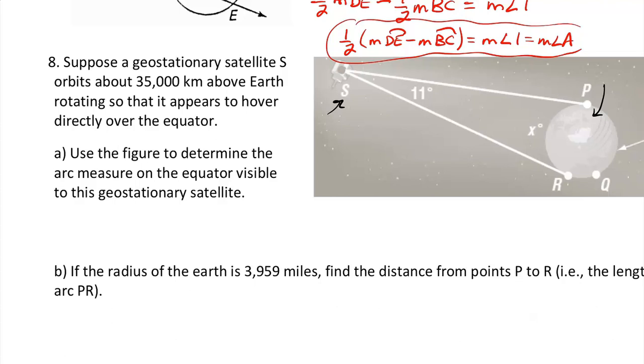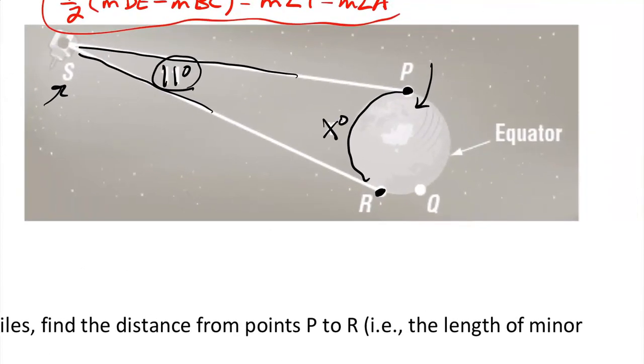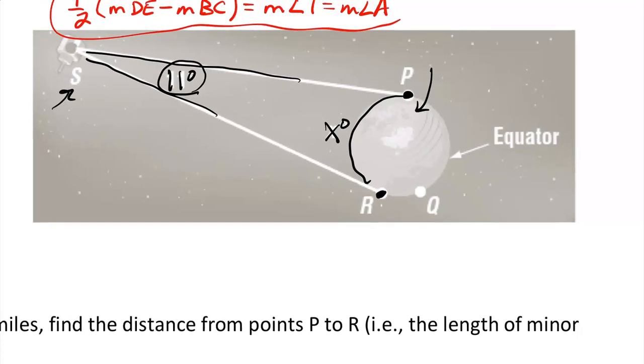So you're given the angle that's formed by two secant lines meeting outside the circle is 11 degrees. I said secant lines, they're actually tangent lines. Point of tangency P and R. We have this is x degrees. And there's the equator that we were talking about. But we're looking for x. So we need this measure.